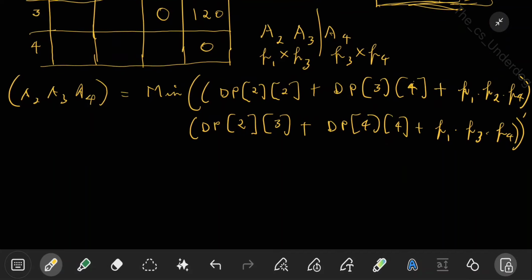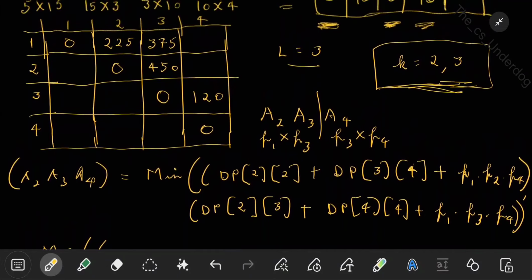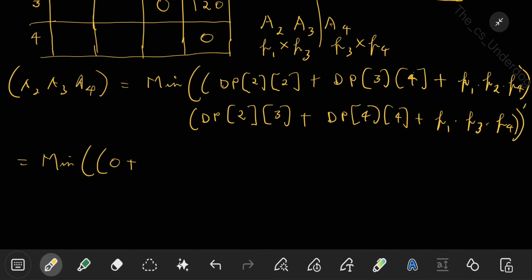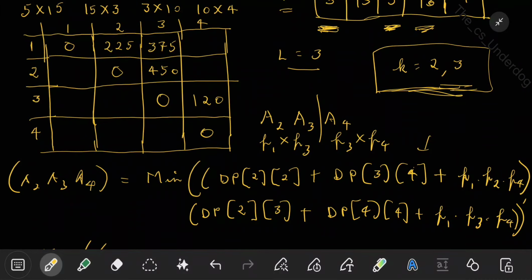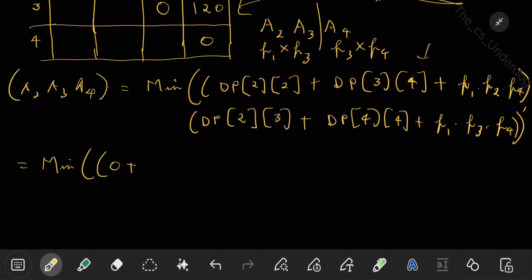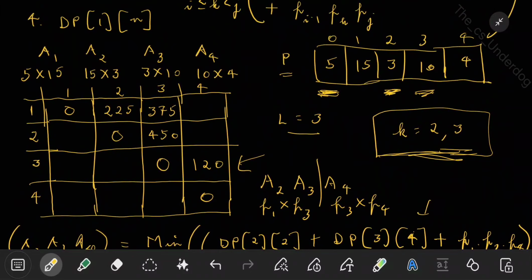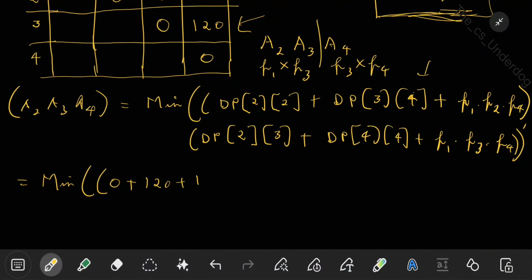So the next step, let us find out the values. This will be minimum of, what is dp22 from the dynamic programming table? dp22 is 0. So 0 plus what is dp34? If you check this table, dp34 is 120. 120 plus P1, P2, P4. What is the value of P1, P2, P4? If you see here, it is 15 into 3 into 4. So you should write here 15 into 3 into 4.